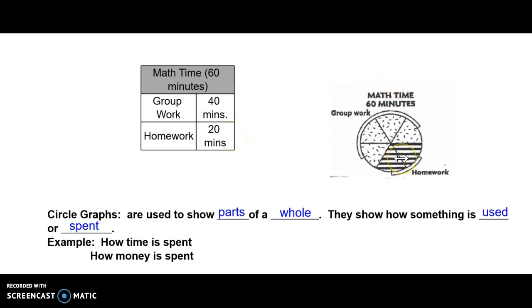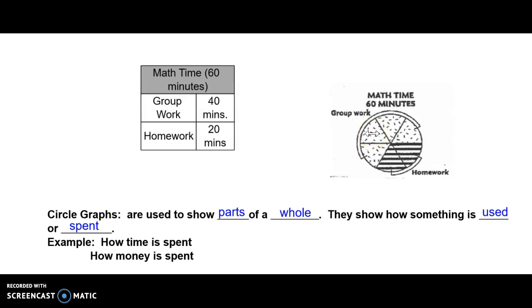Well, because in the graph here, I have 60 minutes and it's broken down into 6 sections. So each section has to represent 10 minutes. So 10, 20, 30, 40, 50, 60 minutes. So because there's 4 sections of group work, that's 10, 20, 30, 40 minutes of group work, and homework is 2 sections, so that's 10, 20, so that's 20 minutes. So it's showing how one whole hour or 60 minutes is broken down into little pieces, and each piece is equal to 10 minutes.